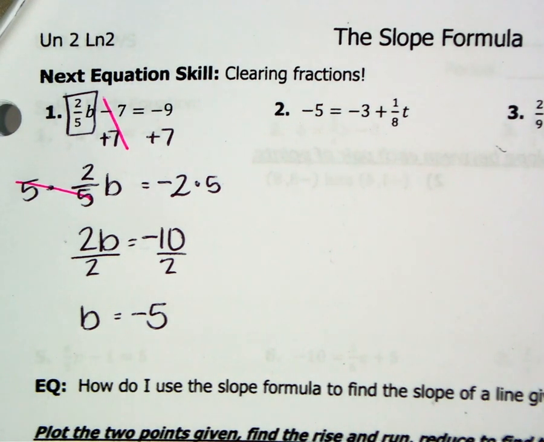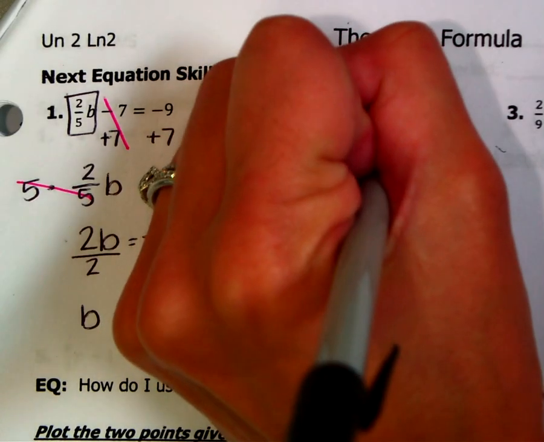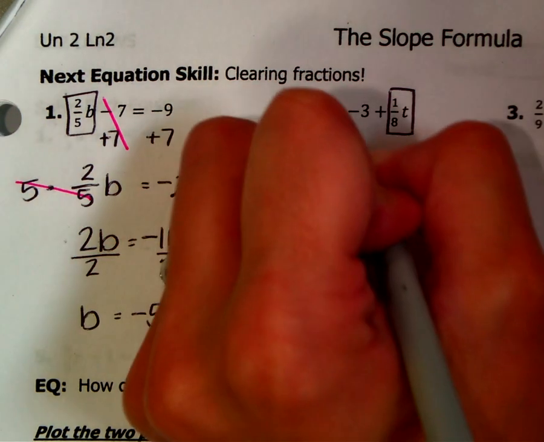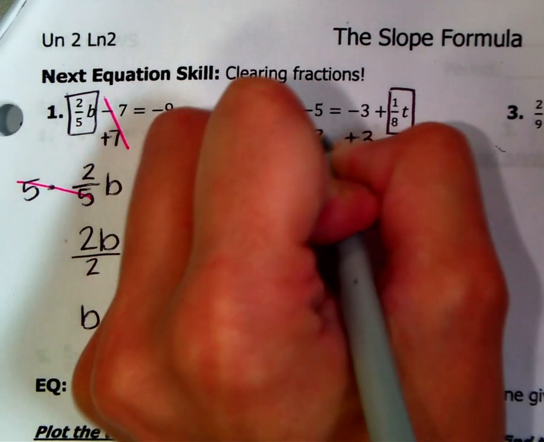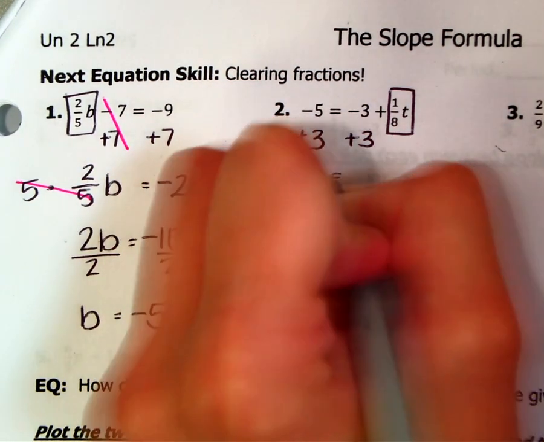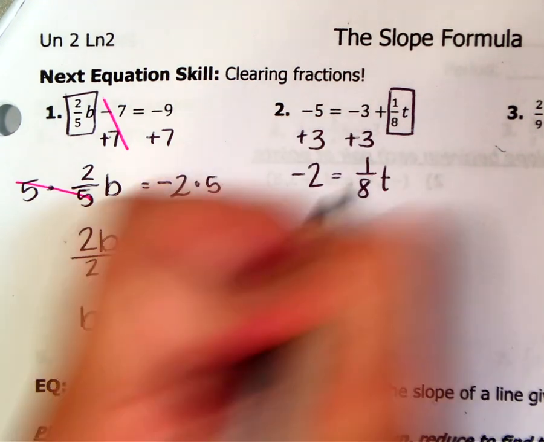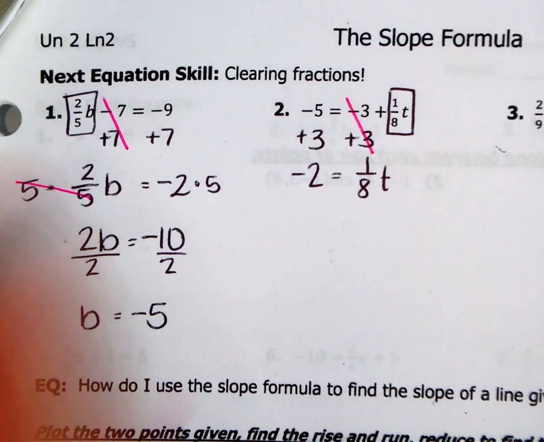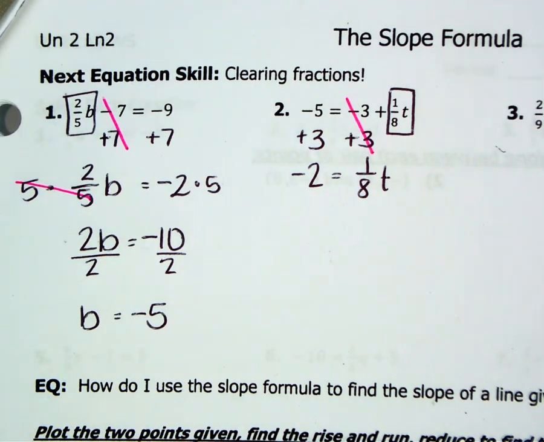All right, number 2, I'm going to get my fractional term by itself. I'm trying to get 1/8 t by itself. I've got an extra minus 3. How do I get rid of a minus 3? Add 3 to both sides. Make sure you're combining like terms correctly. Make sure the right stuff is canceling. And make sure you bring everything else down.